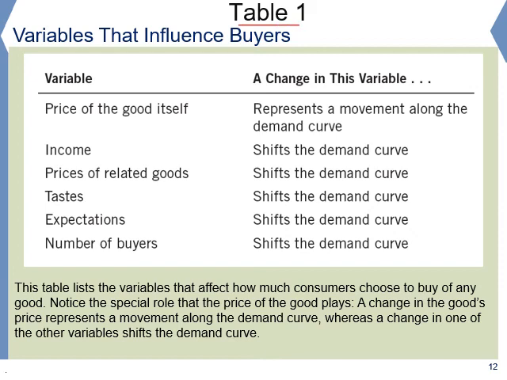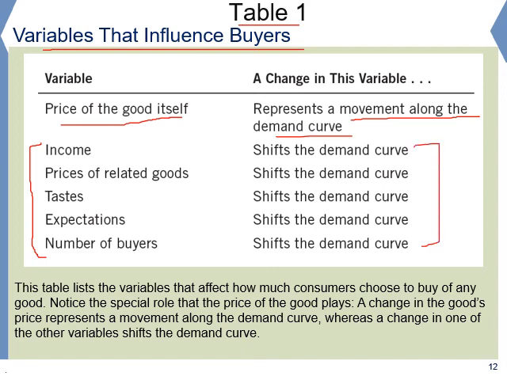Table 1 summarizes the variables that influence the buyer. So change in the price of the good itself will lead to moving along the demand curve. This means that changing the price of the good will not shift the demand curve. But changing any other factor, which includes these 5 factors besides the price of the good, will shift the demand curve. So if this factor impacts the demand curve positively, the demand curve will increase and shift to the right. If this factor impacts the demand curve negatively, the demand curve will decrease and shift to the left.